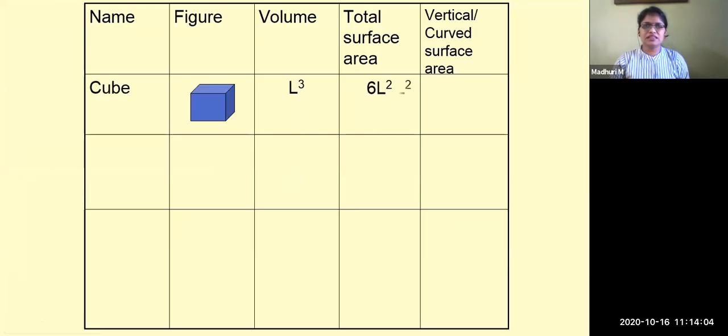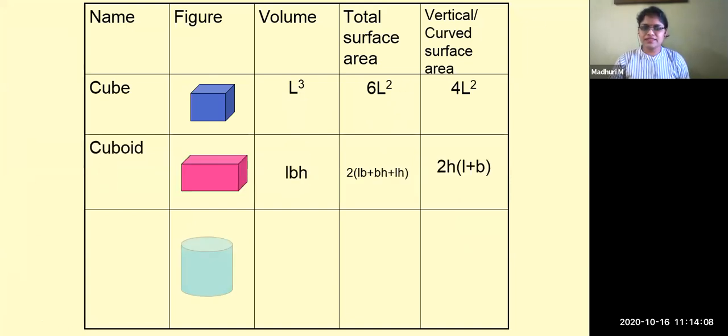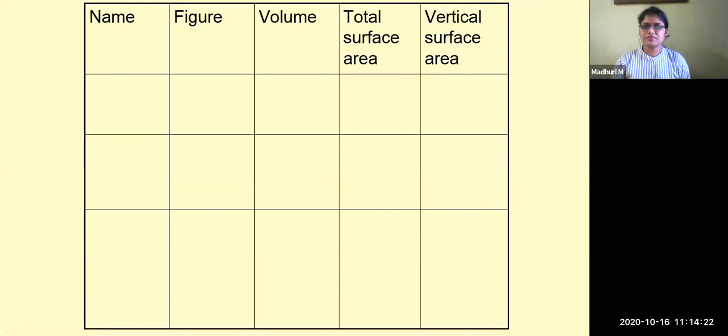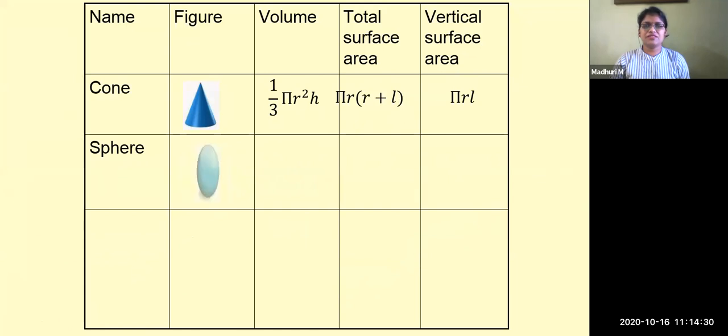So we have seen the formula for cube, cuboid and cylinder. If you have not taken a screenshot of this, quickly take a screenshot because this is going to help you when we will be solving some application based questions. And then there were three other shapes, that is cone, sphere and a hemisphere.